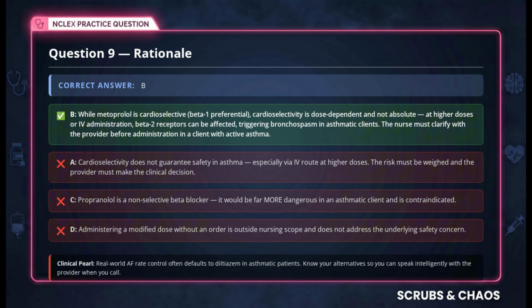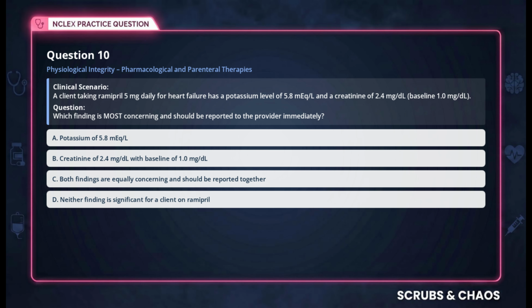B, clarify first. A client taking ramipril 5 mg daily for heart failure has a potassium of 5.8 milliequivalents per liter and a creatinine of 2.4 with a baseline of 1.0. Which finding is most concerning and should be reported immediately? A, potassium of 5.8. B, creatinine of 2.4 with a baseline of 1.0. C, both findings are equally concerning and should be reported together. D, neither finding is significant for a client on ramipril.